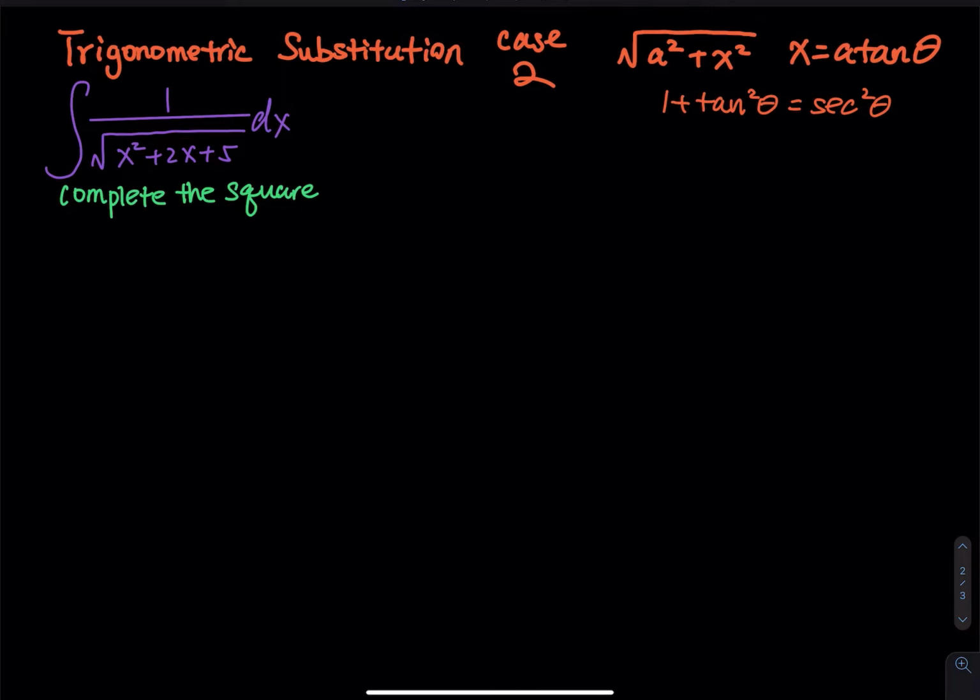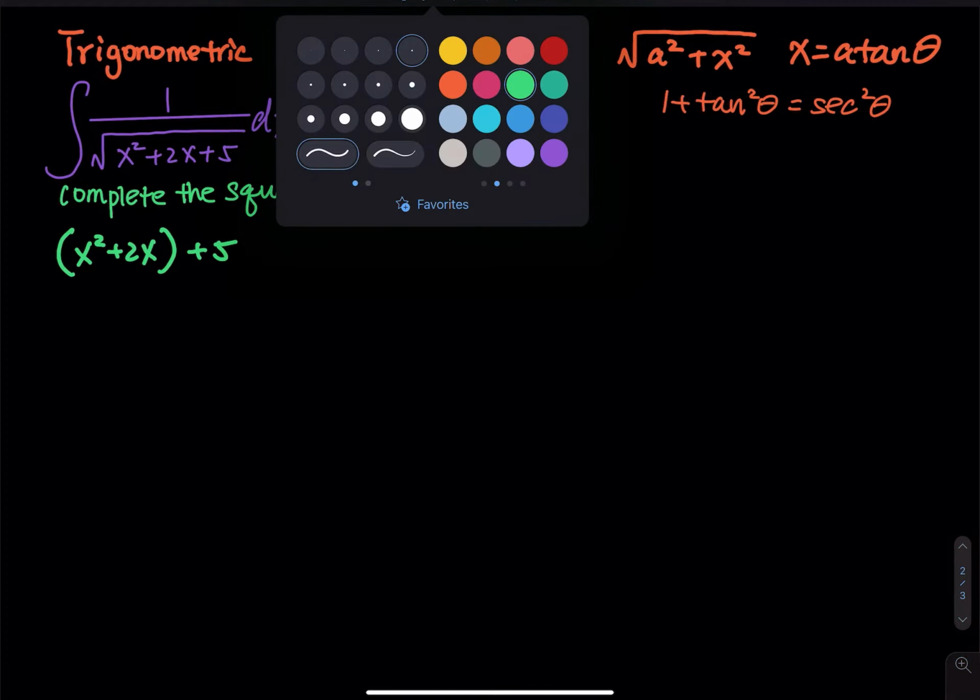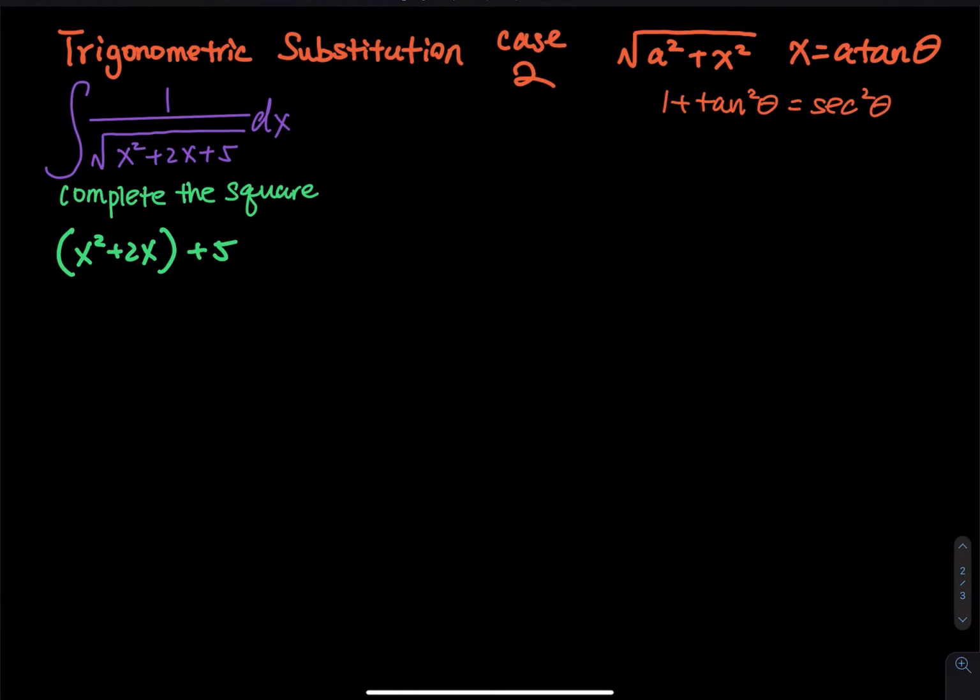How do we complete the square? First, you group the first two terms. So x squared plus 2x, and then plus 5. Just group the first two terms. And then this is a quadratic equation, that is ax squared plus bx plus c. Quadratic.